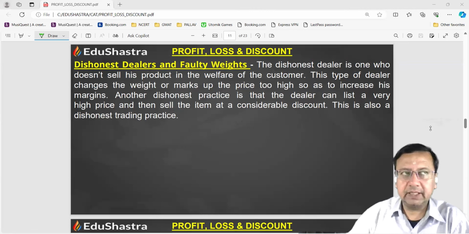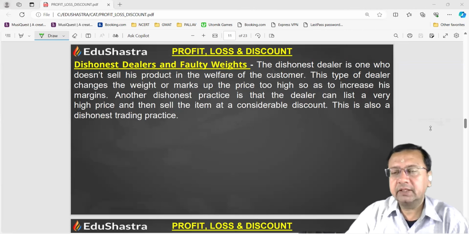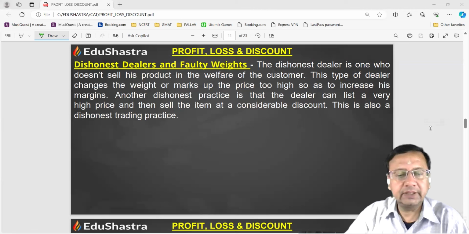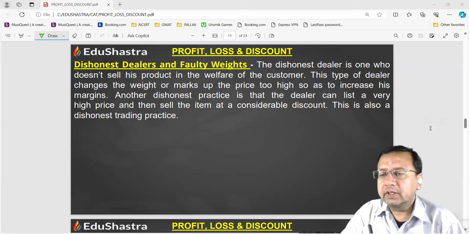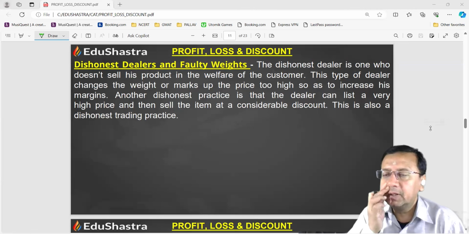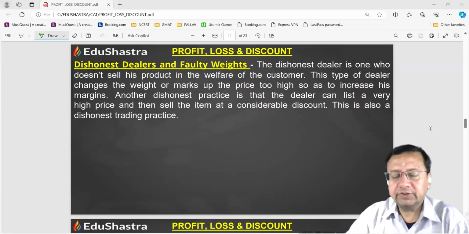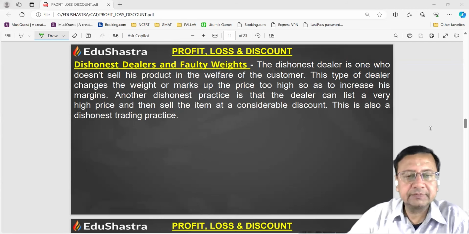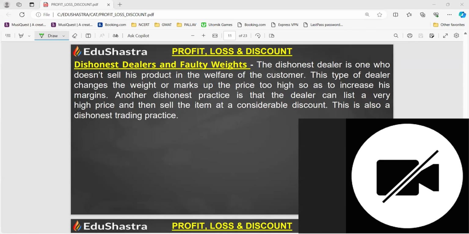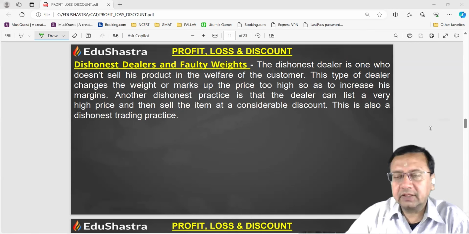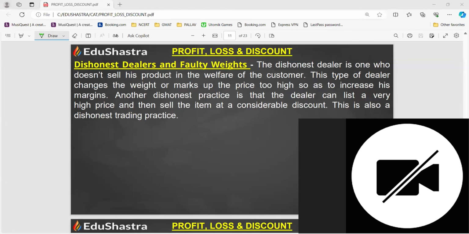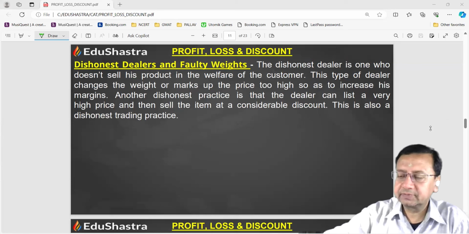So the question is saying the weighing machine of a shopkeeper shows 900 grams in place of 1 kg. Hello, Nitesh, can you unmute yourself? Yes, sir. So Nitesh, what's the answer? 10% loss. And how is this?